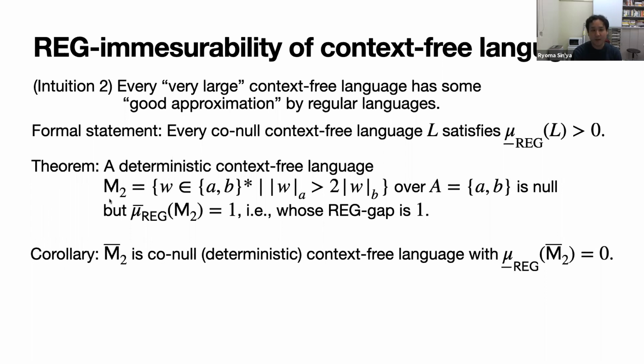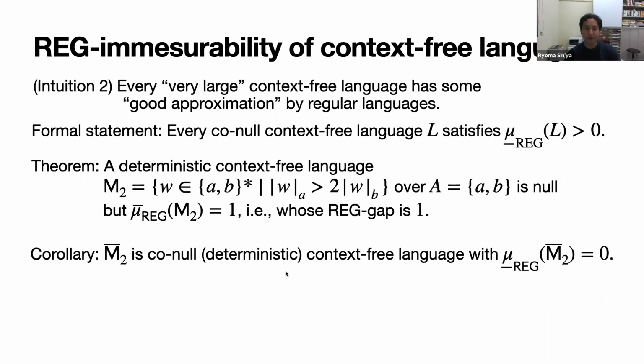And here, the language M2 is defined like this. The words with this property asserting that the number of A's is strictly larger than twice the number of B's. This language is null, but whose outer measure is 1. Okay, so the regular gap is 1. Because we can construct a deterministic pushdown automaton recognizing this language, this is deterministic context free, so its complement is deterministic context free too.